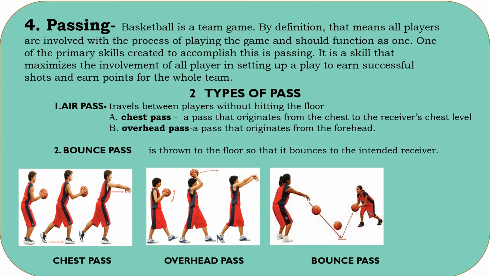We also have two kinds of air pass: the chest pass, a pass that originates from the chest to the receiver's chest level, and the letter B is the overhead pass. It is a pass that originates from the forehead. So you will see the illustration on how the chest pass and the overhead pass are done. And the second type of pass is the bounce pass, wherein it is thrown to the floor so that it bounces to the intended receiver.